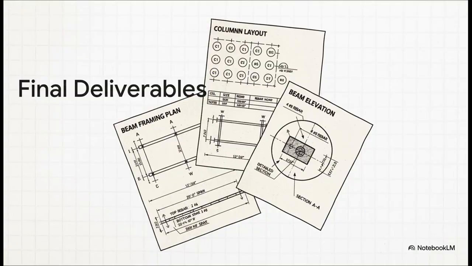So, at the end of this whole automated workflow, what do you actually get? What's the final package? Well, you get a complete and totally consistent set of initial construction documents. We're talking a full column layout and schedule, a beam framing plan, detailed cross-sections for every single unique member with rebar callouts, and full beam and column elevations showing all the reinforcement profiles, the whole shebang.